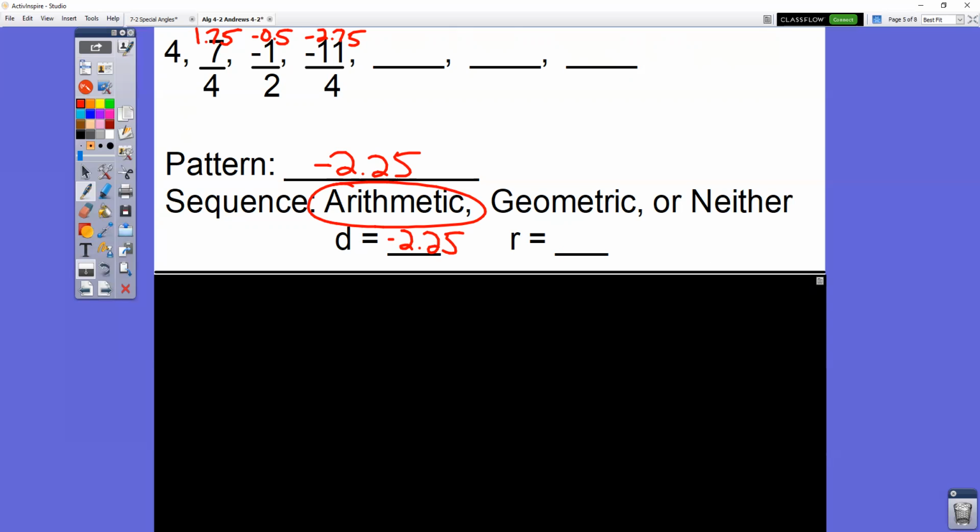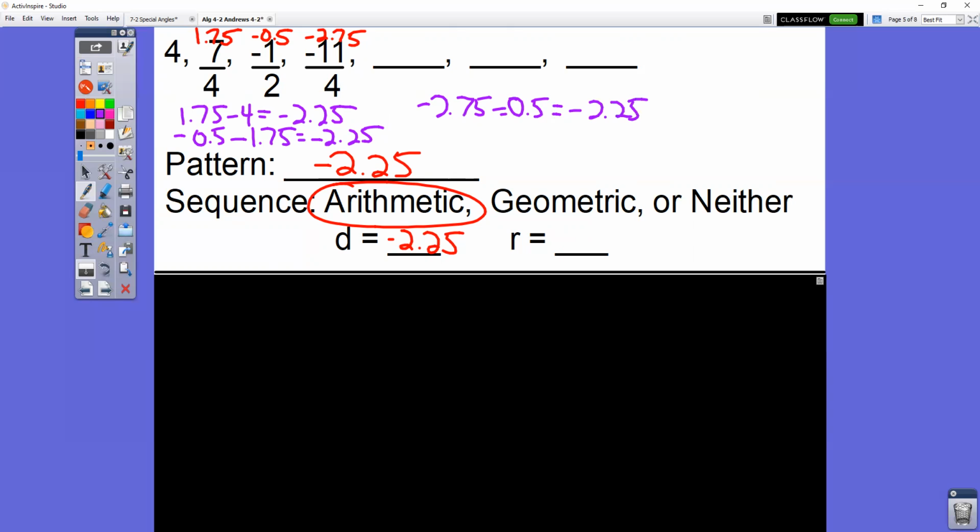Remember to use the little trick of subtracting going backwards. 1.75 minus 4 equals -2.25. Negative 0.5 minus 1.75 equals negative 2.25. If I do the last one, negative 2.75 minus negative 0.5, I get negative 2.25. So just subtract the numbers going backwards.